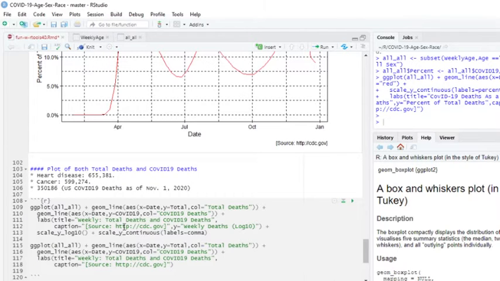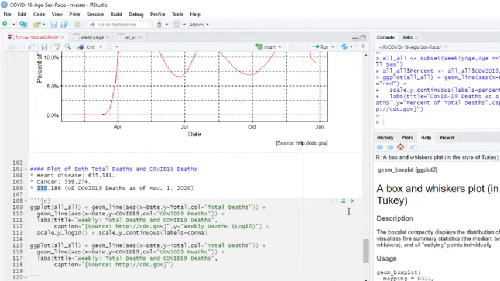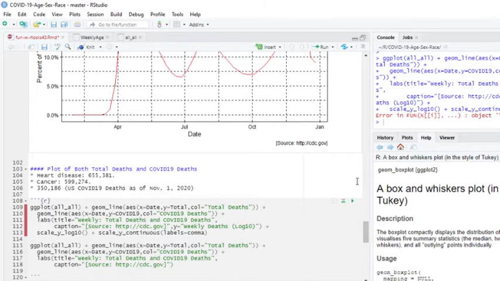Now, you can look here, but you can see there are still over 250,000 more people dying of cancer each year than have died of COVID-19 in the last 12 months. More than 300,000 more people die each year of heart disease than died of COVID-19. Let's do another couple of plots here and see what this tells us.